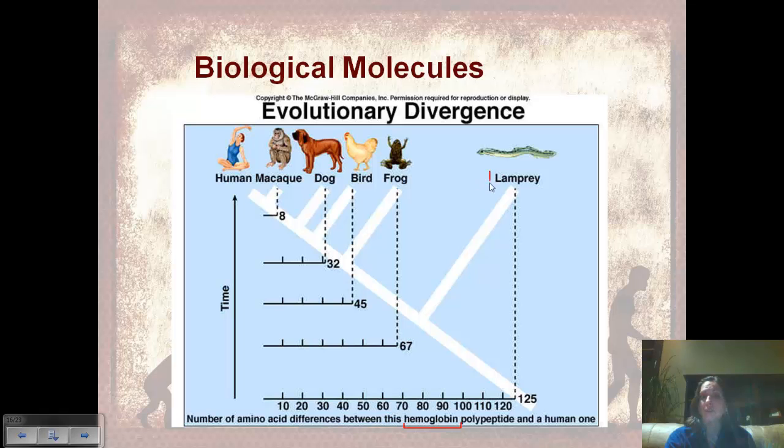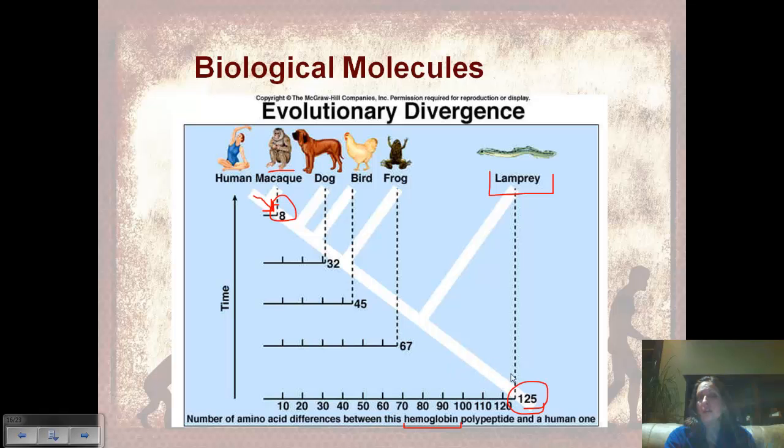So if we look at a human and compare it to a lamprey, which is a jawless fish, we find that there are 125 differences in the amino acid sequence of the hemoglobin molecule. If we compare the human to the macaque, which is a primate, there are 8 differences. So the fact that there are only 8 differences indicates that we share a common ancestor in more recent time.